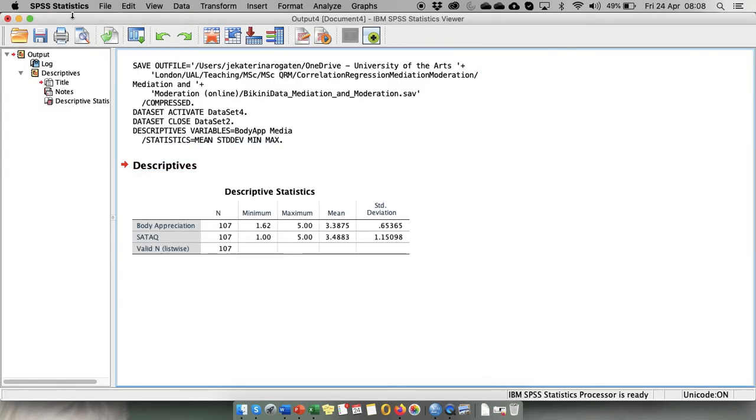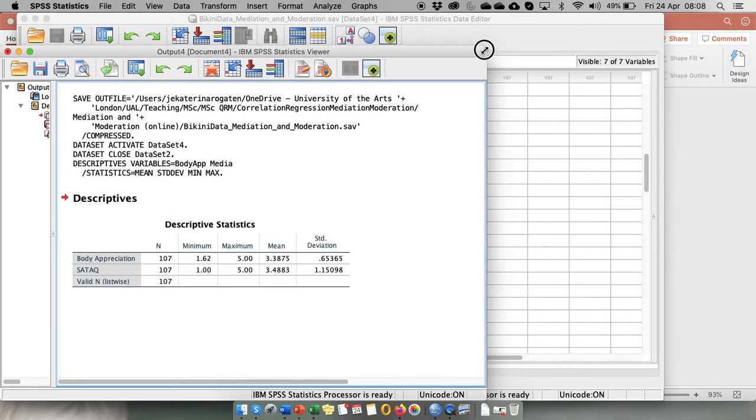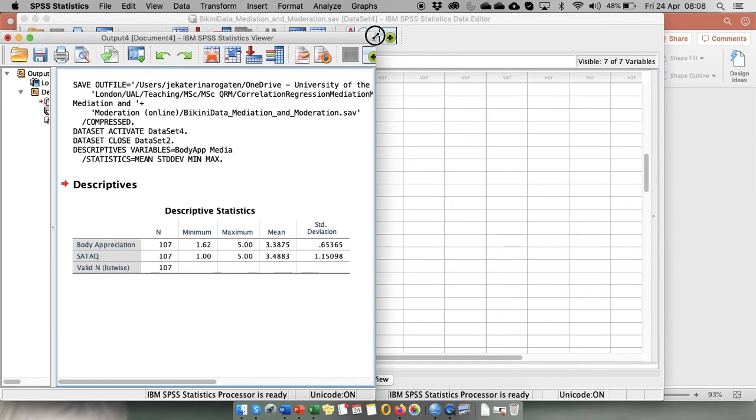So here we have the means, i.e. descriptive statistics, for our variables. Let's make it smaller. These are the 2 values we're interested in. We are centering our existing independent variables to their respective mean values.